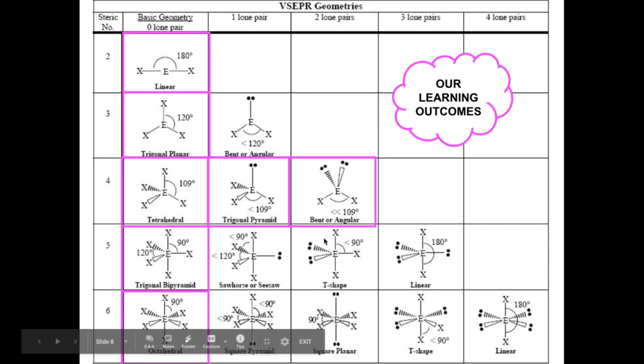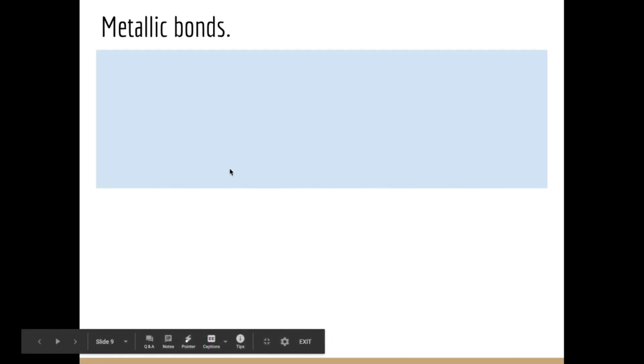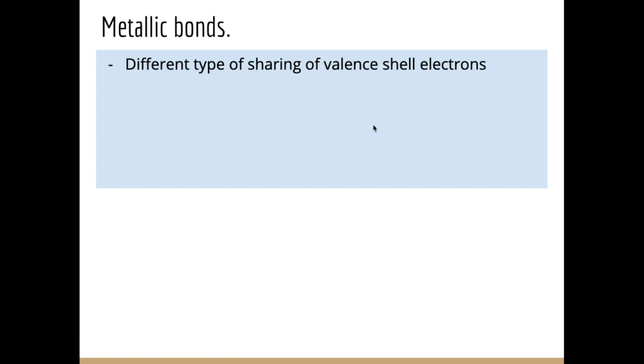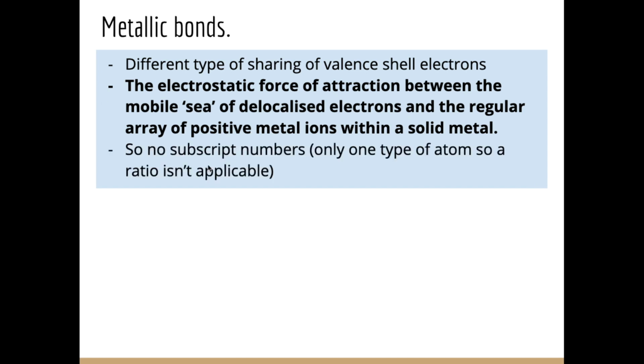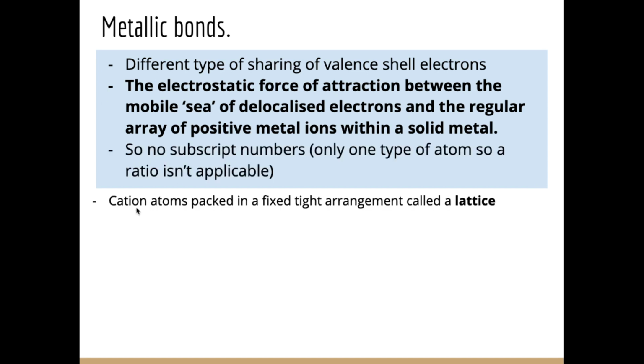To finish off today's video, we're just going to quickly look at our 3rd type of bonding model, which is our metallic bonding model. In metallic bonds, this is a different type of sharing of valence shell electrons. So in metallic bonding, they also share electrons in metals, as you might be able to guess from the name, but it's quite different to how it is in the covalent bond. So we have the electrostatic force of attraction between the mobile sea of delocalized electrons and the regular array of positive metal ions within a solid metal. What does that mean? I'll come back to that last bit there.